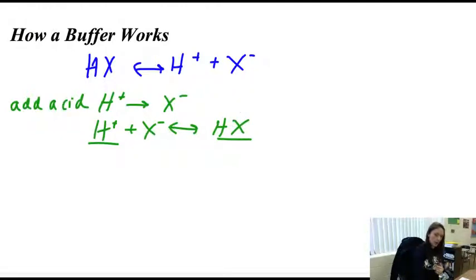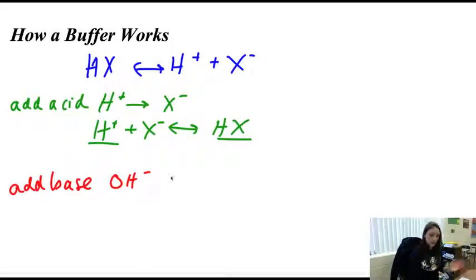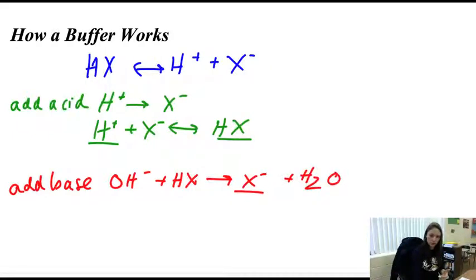Now if you add a base to this buffer, my OH minus is going to react with the acid. It's a base, so it reacts with the acid, HX, and it's going to form X minus. So if you add a base, I'm forming a base. You're undoing what you just did. Of course, you're going to have water there as well, but also we're going to use up a little bit of acid in the reaction.